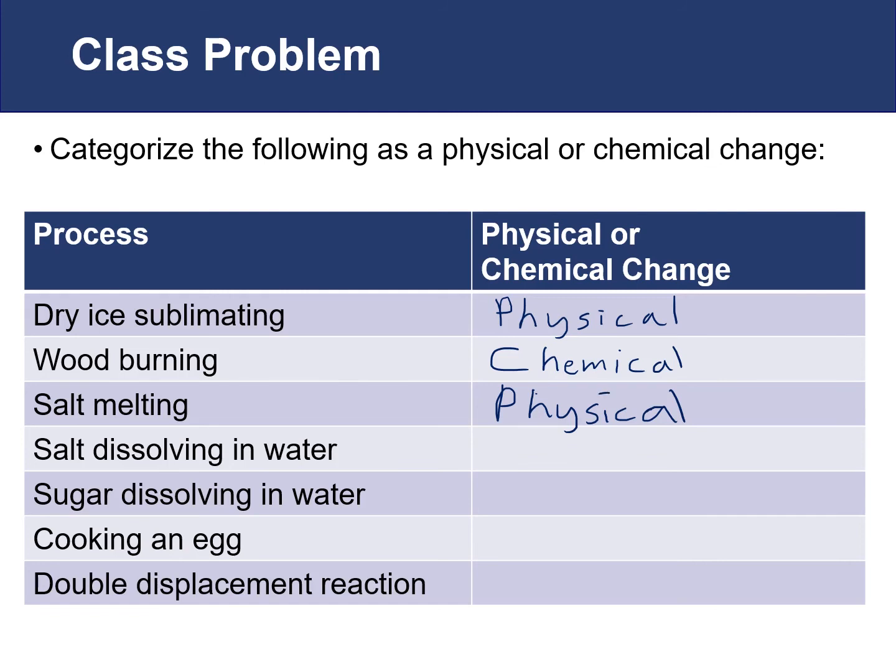Salt dissolving in water, however, is an example of a chemical change. The reason that salt dissolving in water is a chemical change is when salt goes into water, the ionic bonds that are holding the salt molecule together are broken up, and the individual cations and anions become surrounded by water. Thus, the cation is no longer interacting with the anion. So this is an example of a chemical change.